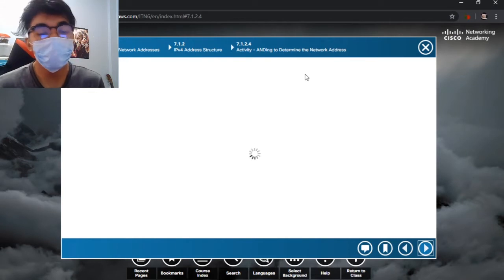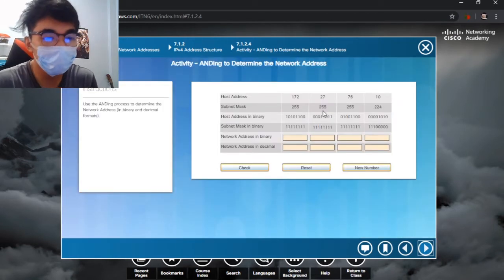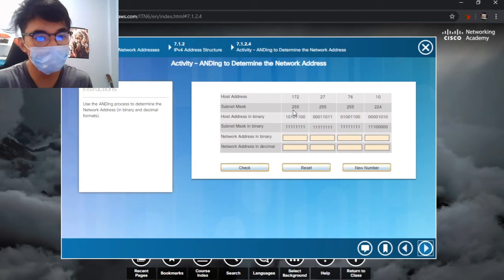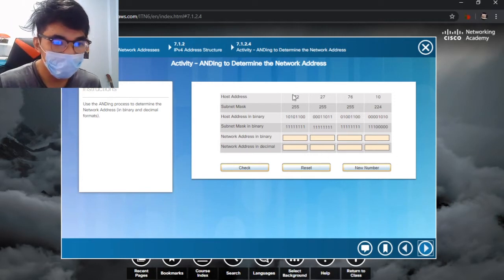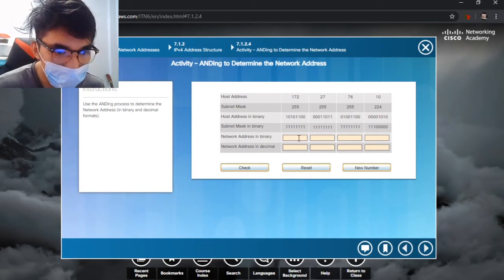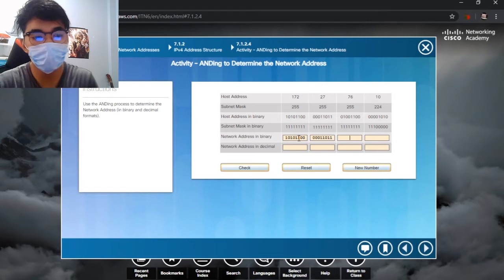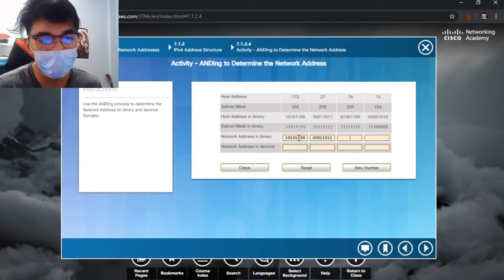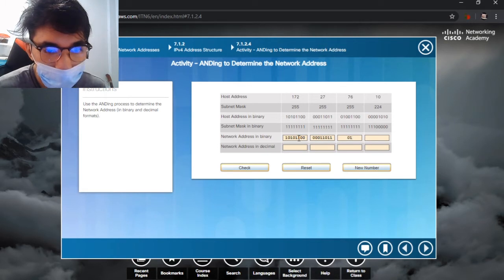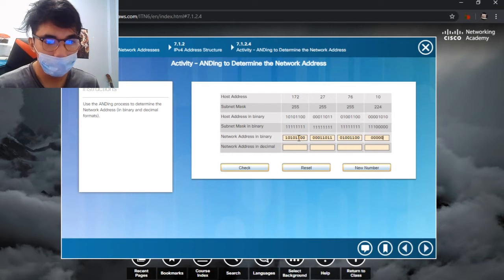Then the activity, as you can see here, is called the ending. Let's check. First, we will know that the network address would be 10.10.1100. Then the other one would be 0.0.0.1.1.0.1.1, because we're just going to check the host address, since that will be the binary. Then it would be 0.1.0.0.1.1.0.0. Then after that would be all zeros.